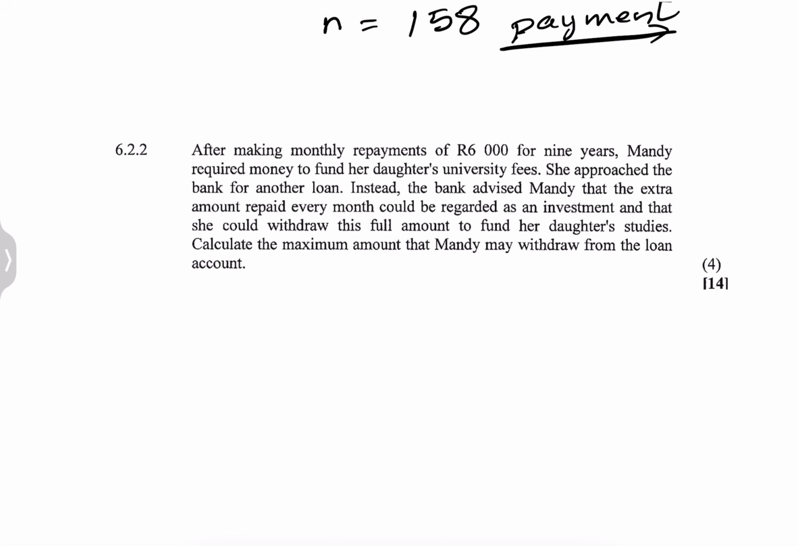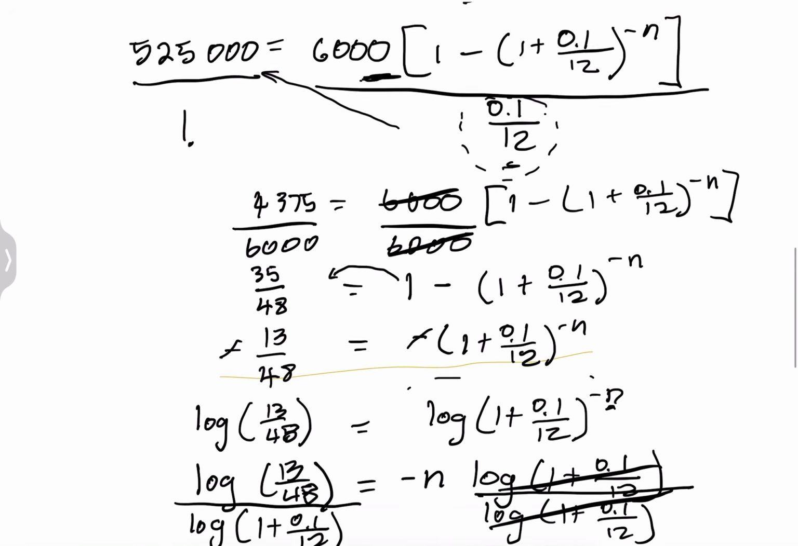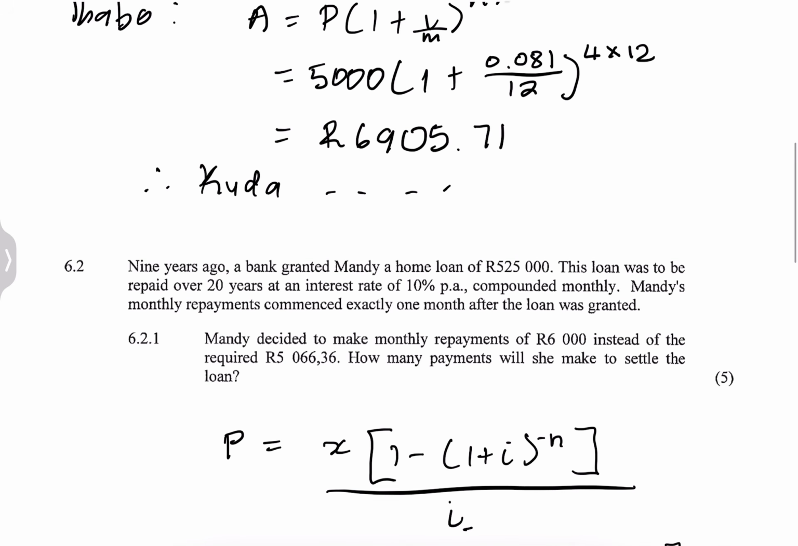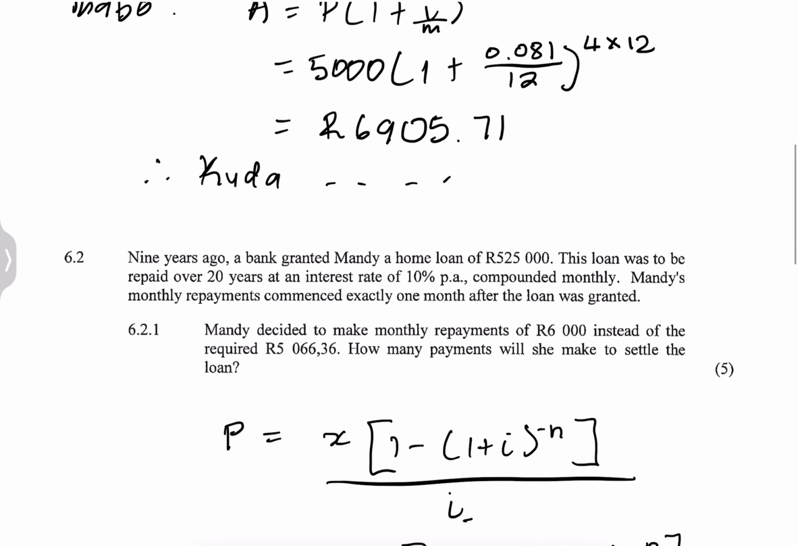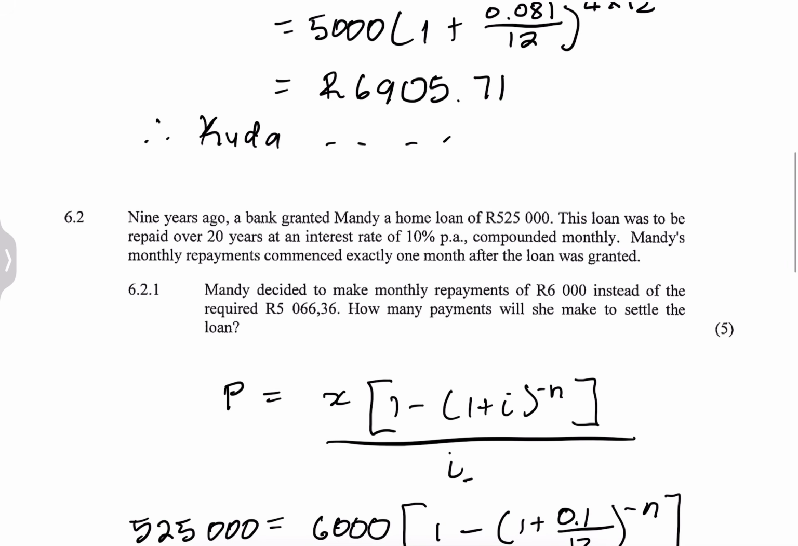In fact, you can use the balance of a loan, but I think that's a more difficult approach. I want you to understand what I'm going to do here. Remember, Mandy was required to pay, what was the amount? Yes, there's the amount, 5,066 and 36 cents.